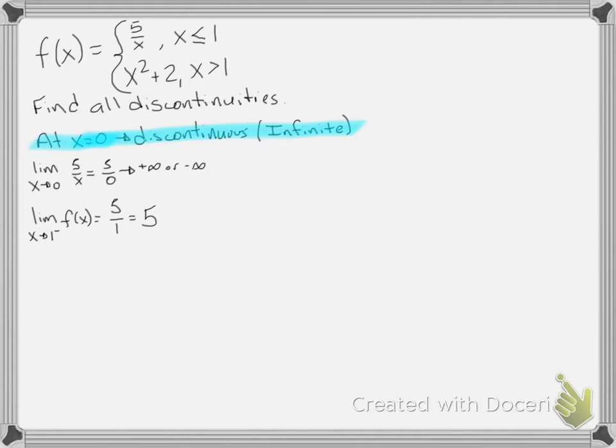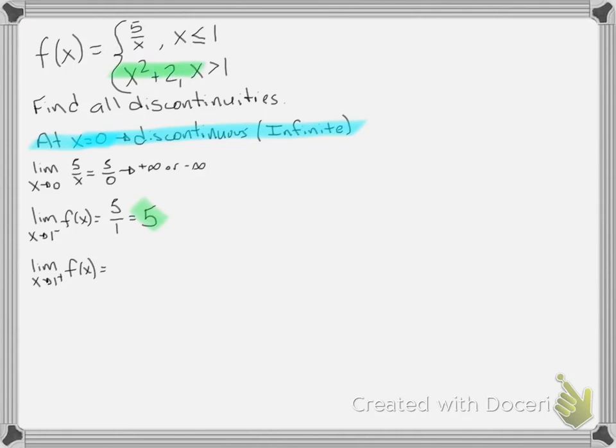I know about this 5, but I just hold on to it because I also need to look at the limit as x approaches 1 from the right. So the limit as x approaches 1 from the right-hand side would mean I'm plugging in numbers a little bigger than 1, 1.4, 1.3, 1.2. All the numbers that are bigger than 1 will be using this piece, x squared plus 2, because it says x is greater than 1.